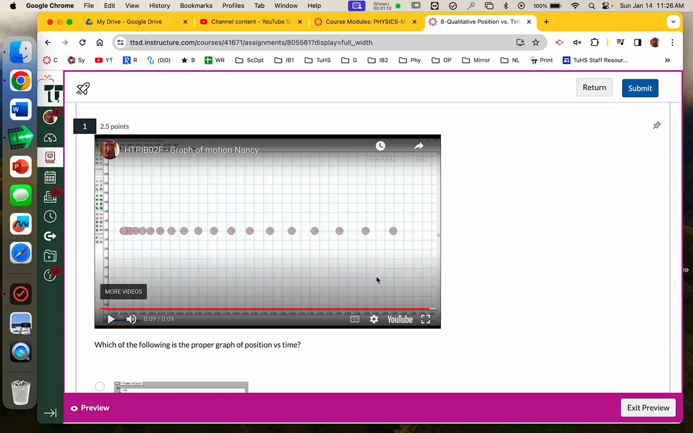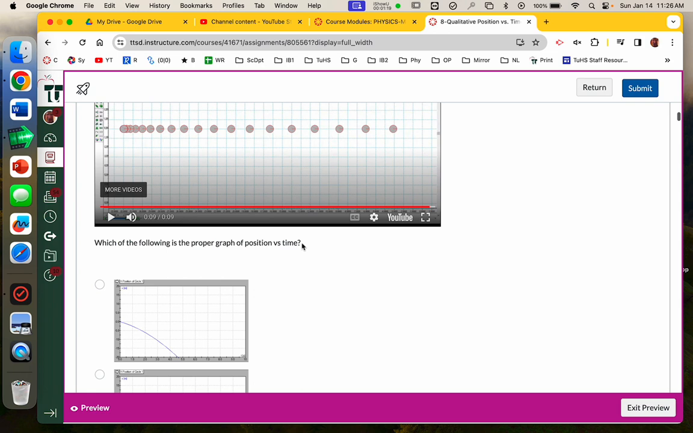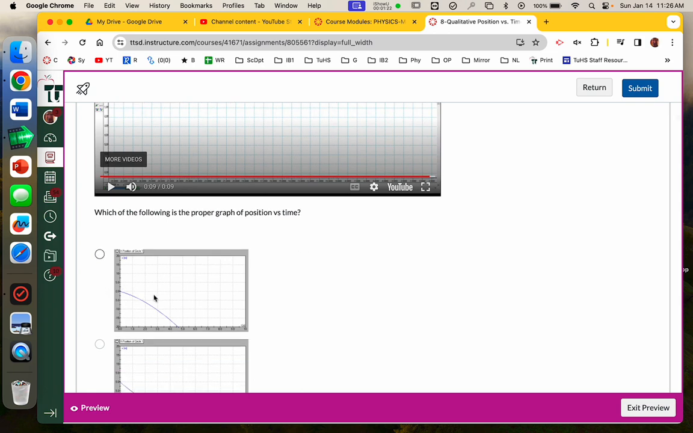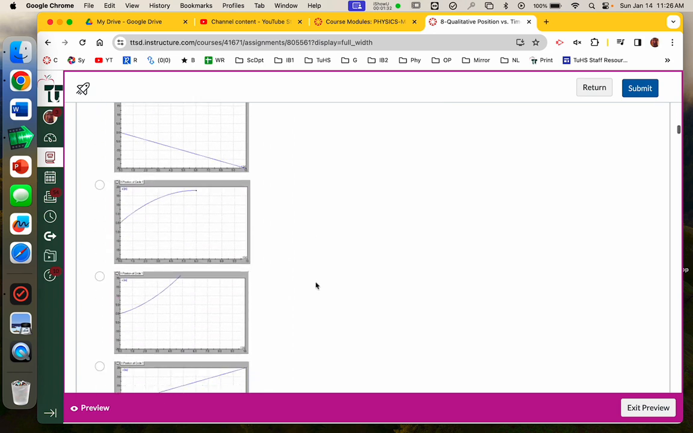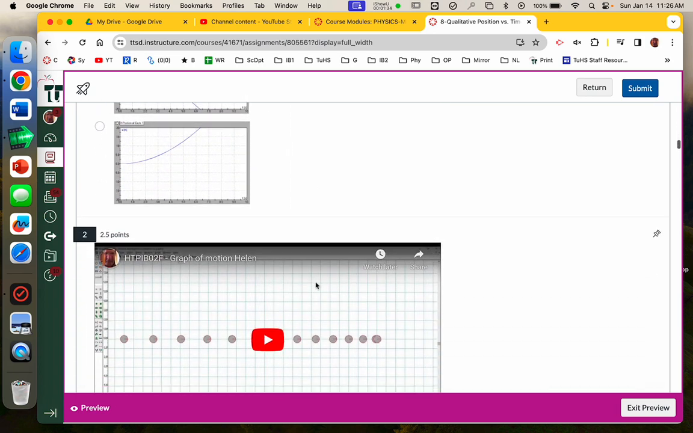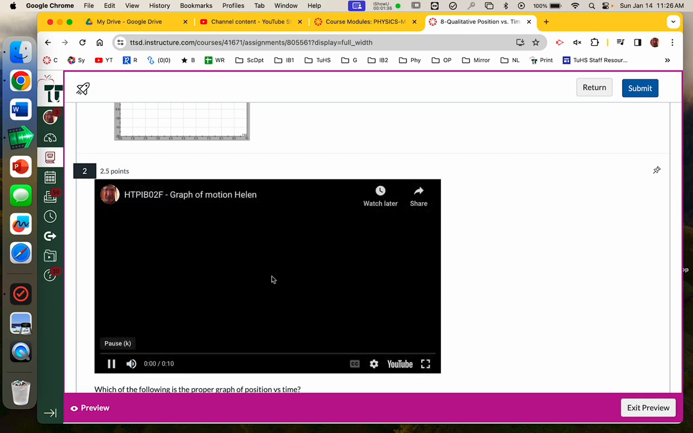So we're looking for a negative slope that's quite steep to begin with, but then gets less and less steep. Okay, there's one that gets steeper. There's a negative slope that's quite steep to begin with and goes to 0. So let me guess that that's the right one. All right, let's look at the next one. Let's look at what Helen does.